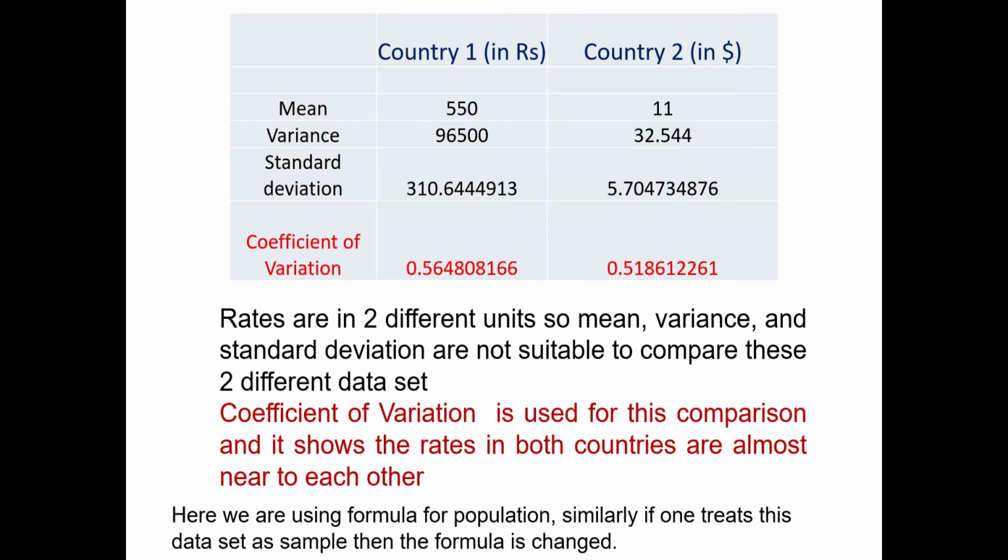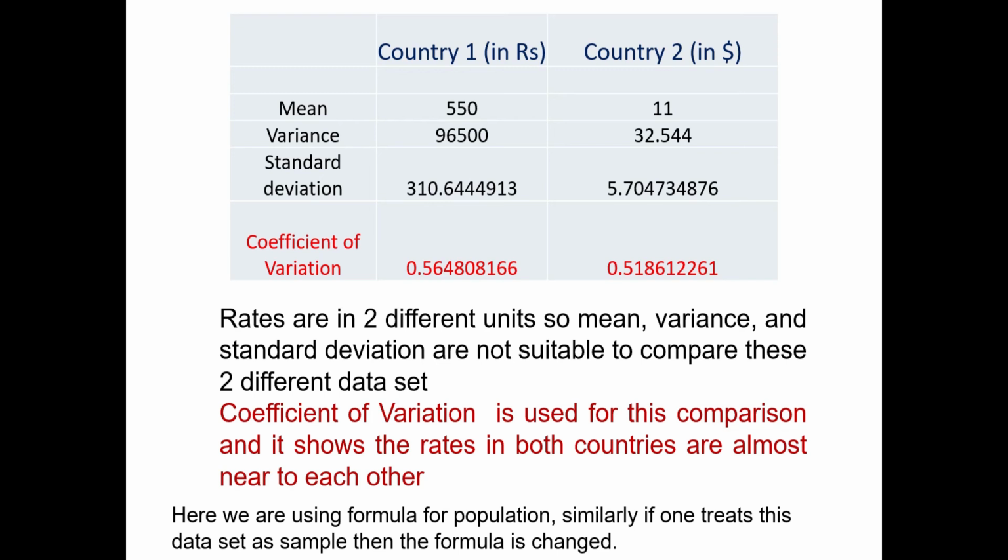And variance: 96,500 for India, and for America 32.544. So we very nicely say, oh, just see, America is the best country where the variance or dispersion between the rates is very small. Or India, oh, very big variation, 96,500, such a big variation. And similarly, standard deviation is 310.64, and in dollars it is 5.74. So all these three figures, that's what statistics does; you can say statistics can beautify any data.